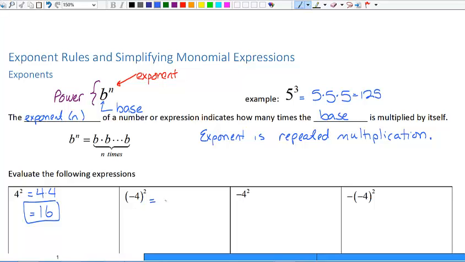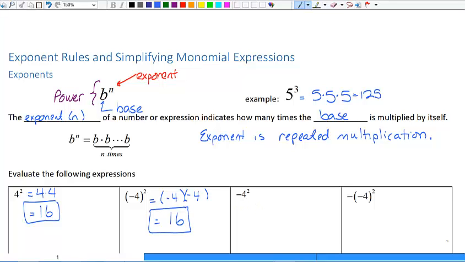This next problem students usually like quite a bit. They can see that the negative 4 is inside the parentheses and it's being squared, so they write negative 4 out twice and they multiply it and they get positive 16. Students usually like that one.